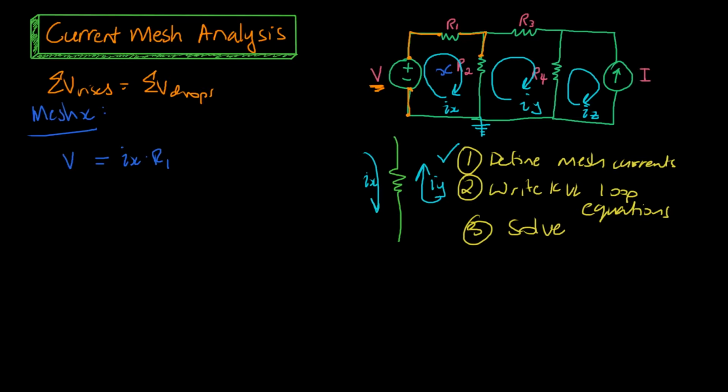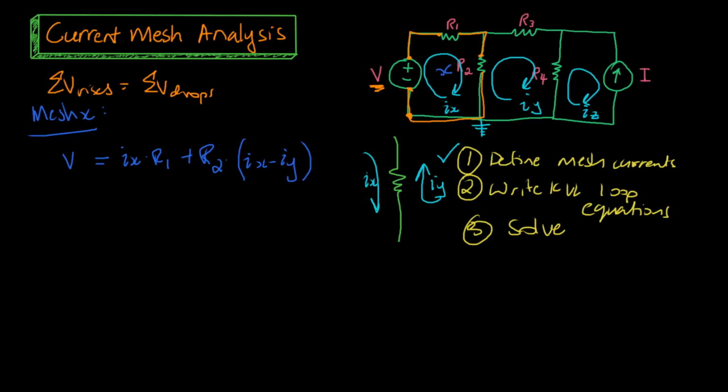Now in this second method, we always take the mesh we're looking at and subtract the mesh we're not looking at. So I'm in mesh X. So what I do to write the voltage drop over R2 is R2 times the mesh I'm looking at, IX, minus the mesh I'm not looking at, IY. And as we travel past R2, we get back to where we started without encountering any more components. So that is our mesh X equation done.